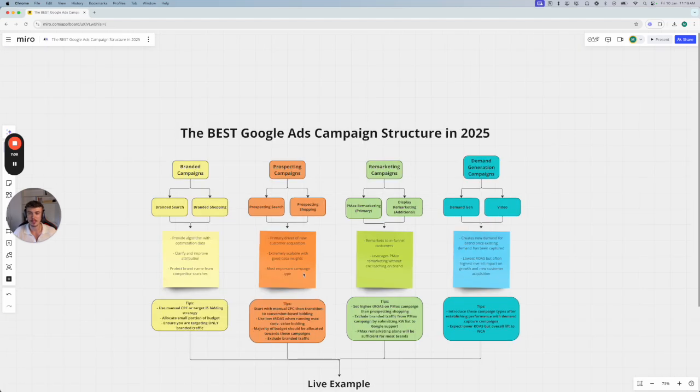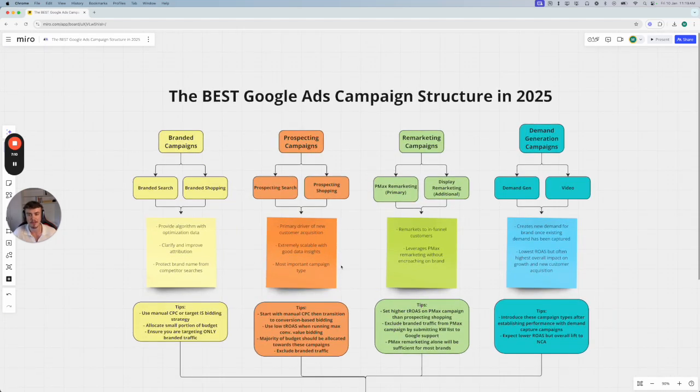All right, now let's move on. Prospecting campaigns. So we have either prospecting search or prospecting shopping, right? Prospecting shopping if you're an e-commerce brand, prospecting search if you're a service-based brand. You can do both if you're an e-com. Generally, shopping will perform better, but you can have a search prospecting campaign in e-com as well. So you can do both.